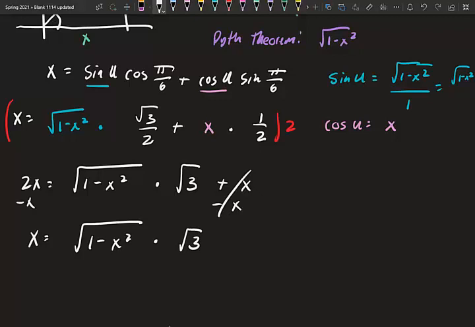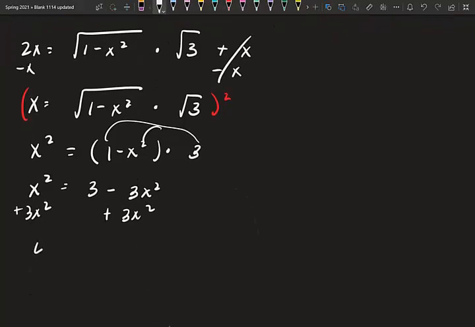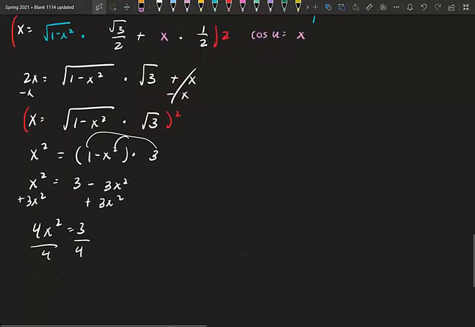Alright, so now that we got rid of the fractions and we have square roots, let's get rid of the square roots. In order to do that, we need to square both sides. Then we'll have x squared equals parentheses 1 minus x squared times 3, because squaring gets rid of square roots. We distribute the 3, so we have x squared equals 3 minus 3x squared. We need to solve for x, so I'm going to add 3x squared. When we do, we have 4x squared equals 3. Divide by 4. So then we get x squared equals 3 over 4. Square root both sides. We get x equals positive negative square root of 3 over 2.